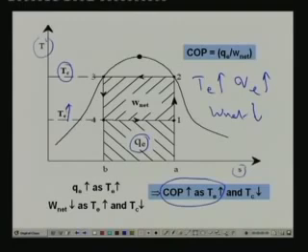And similarly, if you fix TE and reduce, let us say, TC, so when you are fixing the evaporator temperature and reducing the condenser temperature, QE does not change, QE remains constant, but Wnet reduces.